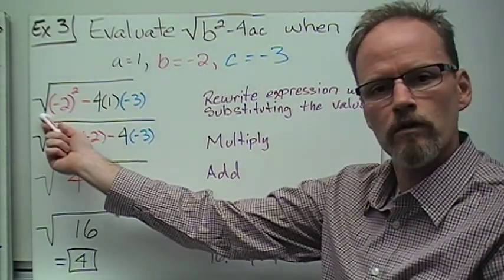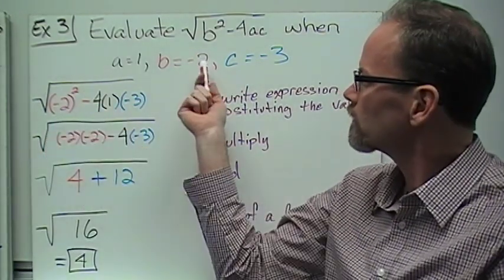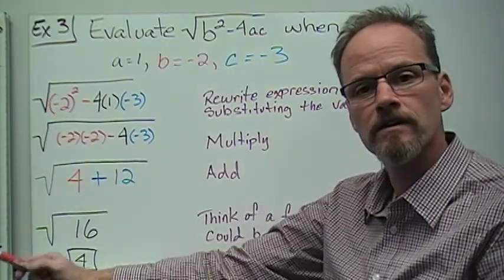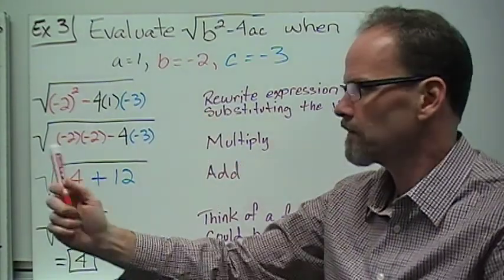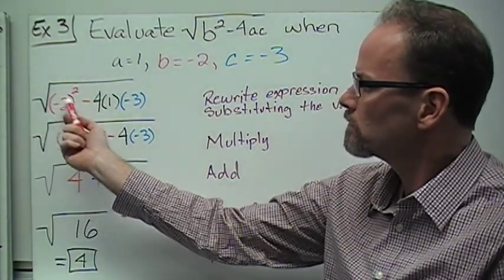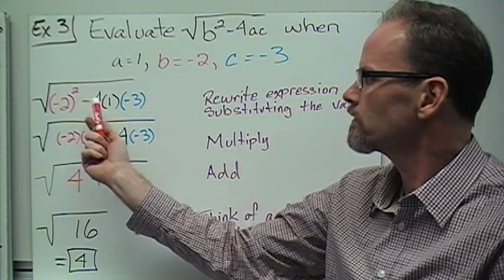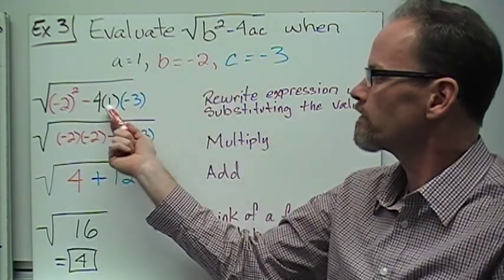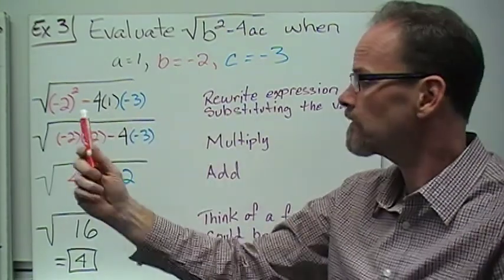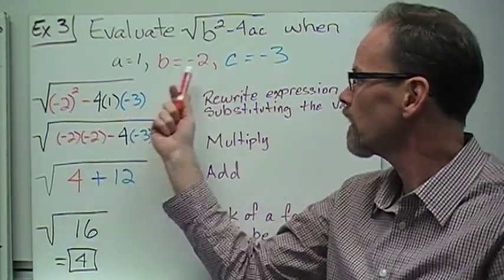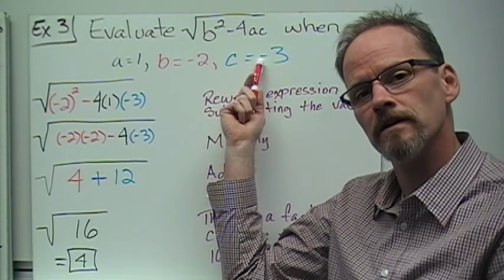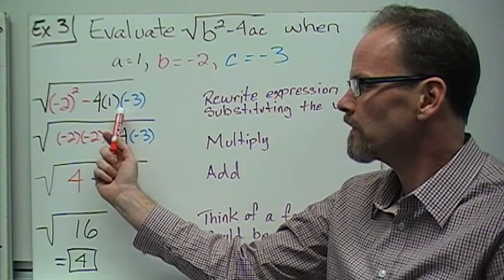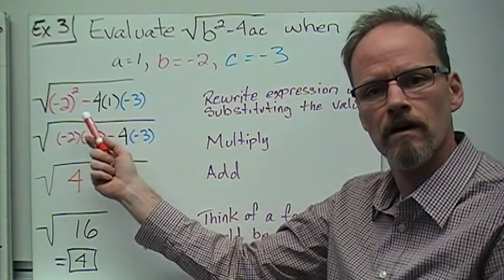We start off with the square root symbol, and we insert -2 in for b. Notice I use my parentheses there. Always use your parentheses. -2 squared minus the 4. The 4 comes from there. Now I'm going to plug in a 1 for a with the parentheses. Plug in the -3 for c, which is right here. Parentheses. And now we're just going to start to solve or simplify.